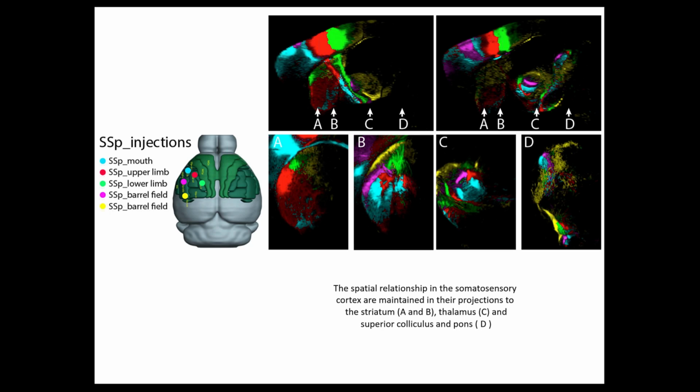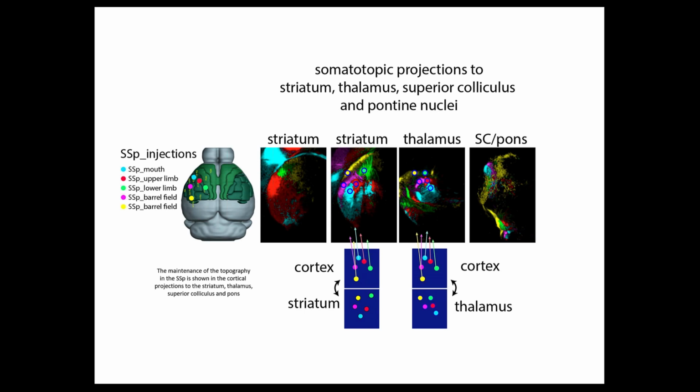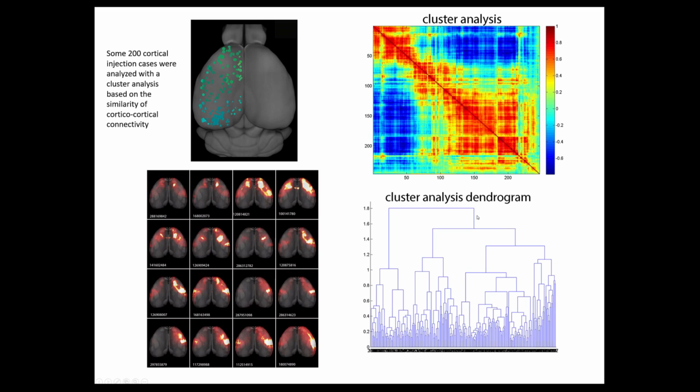So here we can see that there's topography, or somatotopy: the relationship in the cortex is maintained in the projections into the striatum, and also maintained in the projections to the thalamus and even to the pons. So this enables us to quantify the relationships of different cortical areas and their connectivity.